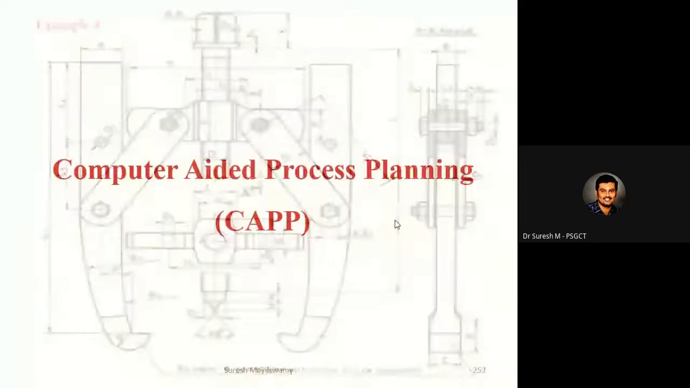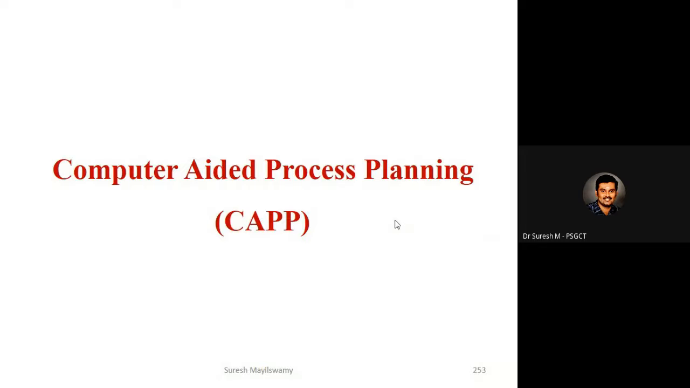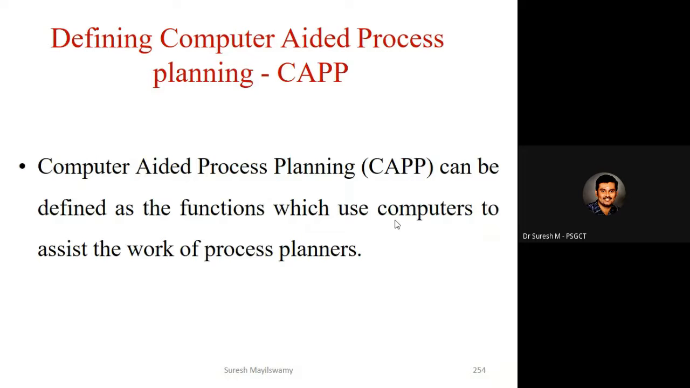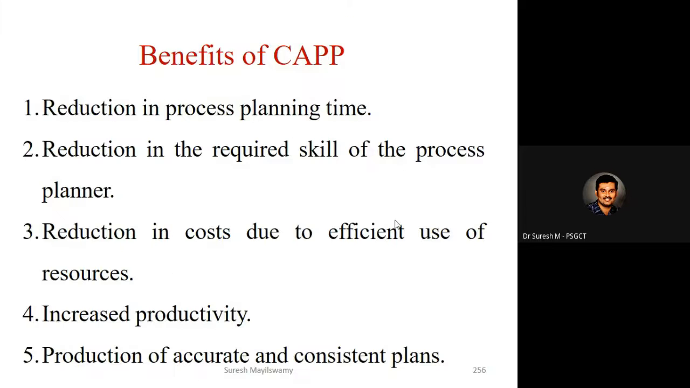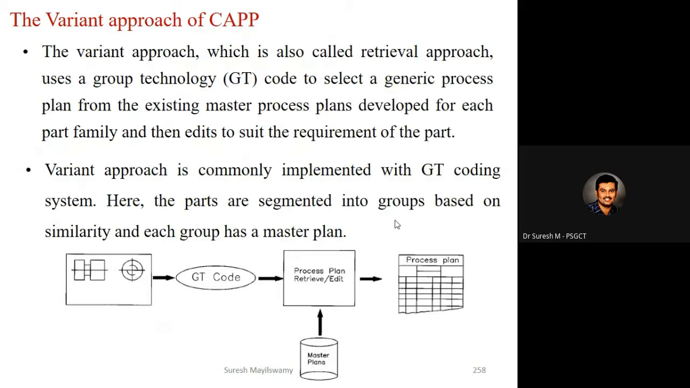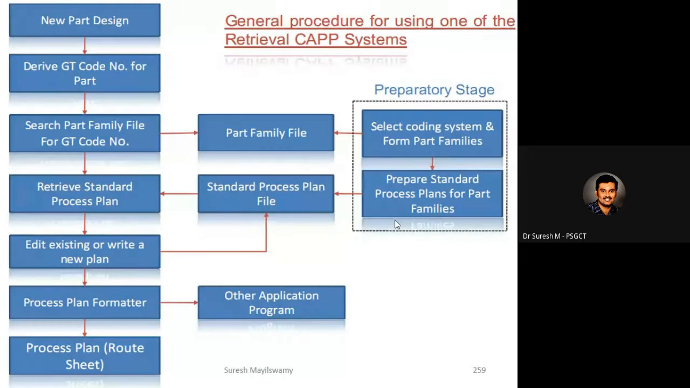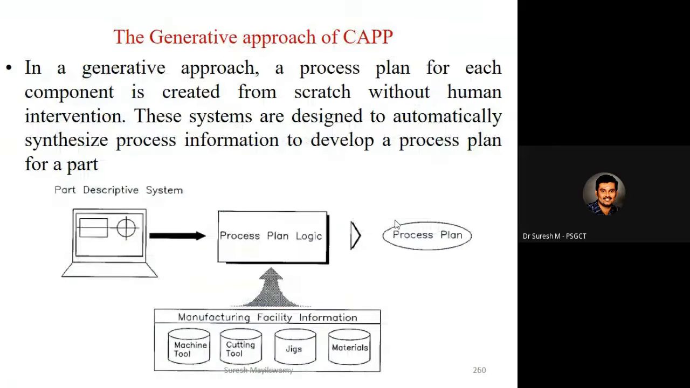There are some example products to develop the manual process planning. And for computer-aided process planning, CAPP, these are the benefits of CAPP. The first approach is the variant approach. So from the part geometry, we can develop the group technology code, the process plan, and then this is the general approach for the process plan.